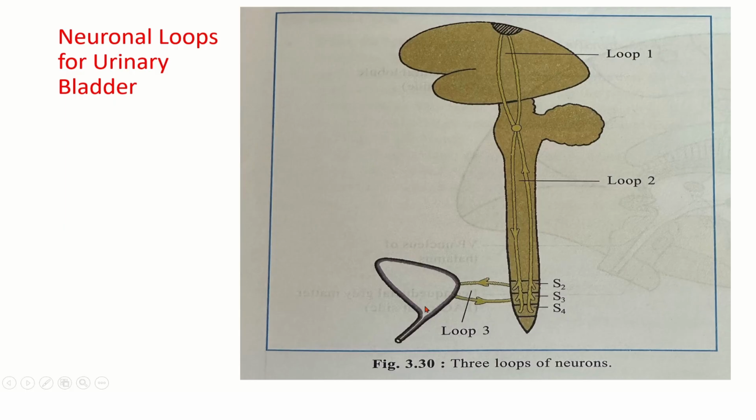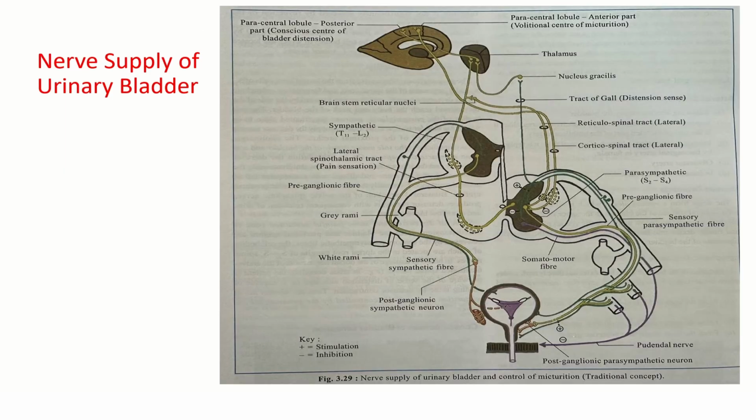Now coming to the last center, that is S2, S3, S4, the sacrovesical loop or the sacral micturition center, that is loop 3. So it connects this sacral micturition center to the bladder wall by sensory and motor components, mainly by the pelvic splanchnic nerves. So it is mainly concerned with two reflex acts. The stretch receptors from the bladder are initially stimulated as the bladder distends, and the impulses are relayed to the lateral horn cells of the S2, S3, S4 segments. You can see here, these stretch receptors carry distension sensation to the S2, S3, S4 segments.